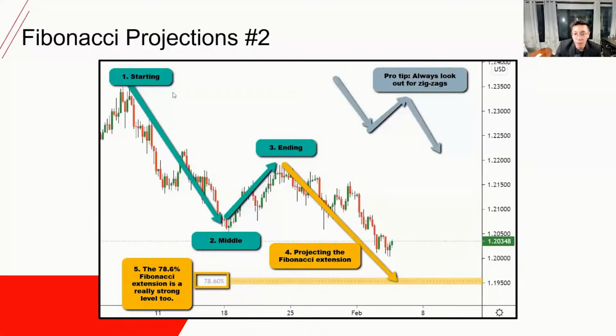You can see right here, starting, middle, and ending. So we project the Fibonacci extension right here. If you're drawing from this swing high to this swing low and this swing high, you're projecting that price will come all the way down to this area. The 78.6 FIB extension is a really strong level too.